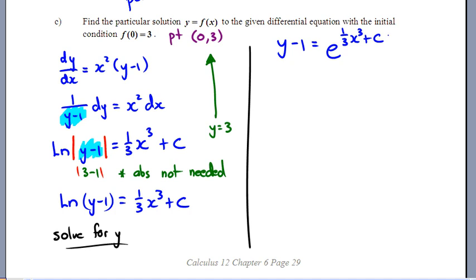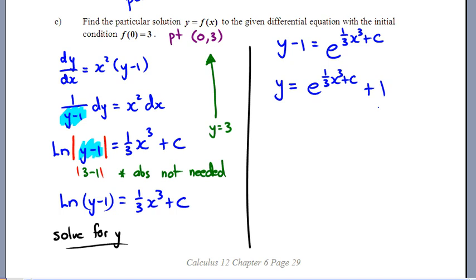And I want to try to get to just y. I can do it. y would be e to the 1/3 x cubed plus c, then add 1. We're close. We just need to figure out what that value for c needs to be.